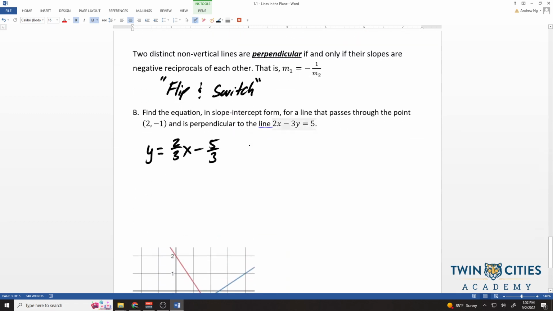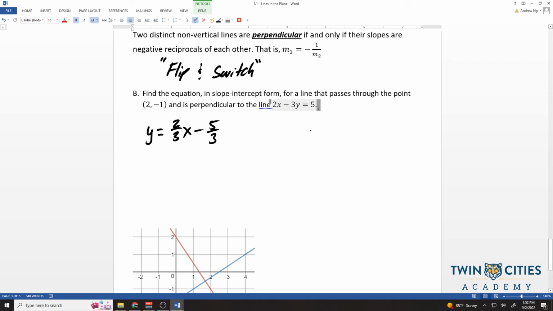Exactly. Perfect. So that tells me that m1 is this slope, 2 over 3, 2/3. In order for these lines to be perpendicular, their slopes must be negative reciprocals. Flip and switch. This is a fraction. Good. So I'm going to take this fraction and write it upside down, flipping it to 3/2, and then I'm going to switch the sign. This sign is positive 2/3 x, so I'm going to make this negative. So m2 is negative 3/2.